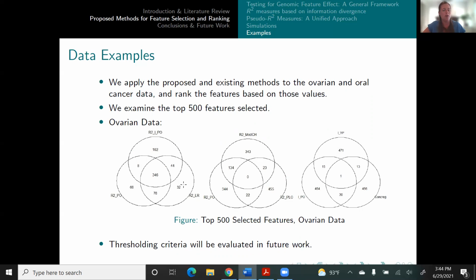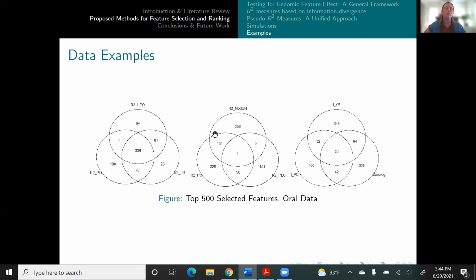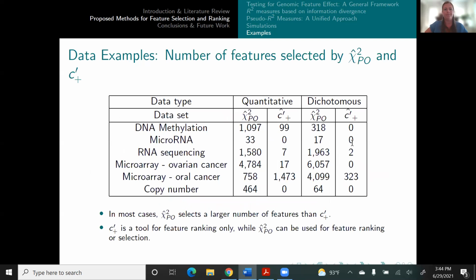And the thing to really note is that you can see if you look at the first Venn diagram, these are all the measures based on PO. So our R-squared IPO, R-squared PO, R-squared LR, and you can see that there's a large overlap between the selected features in that case. Whereas the other methods here, you can see really select fairly independent sets of features. And what we really need to examine is some thresholding criteria for future work. And here you can see the oral data set, a very similar picture of what's going on.